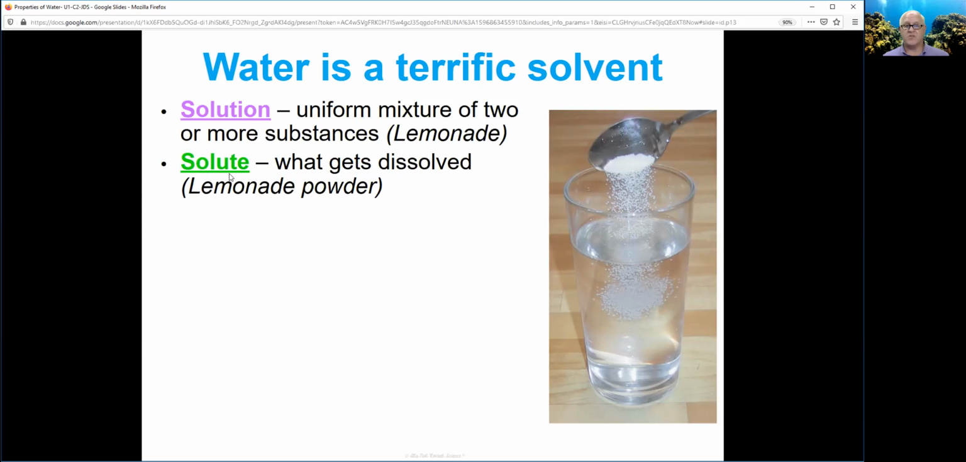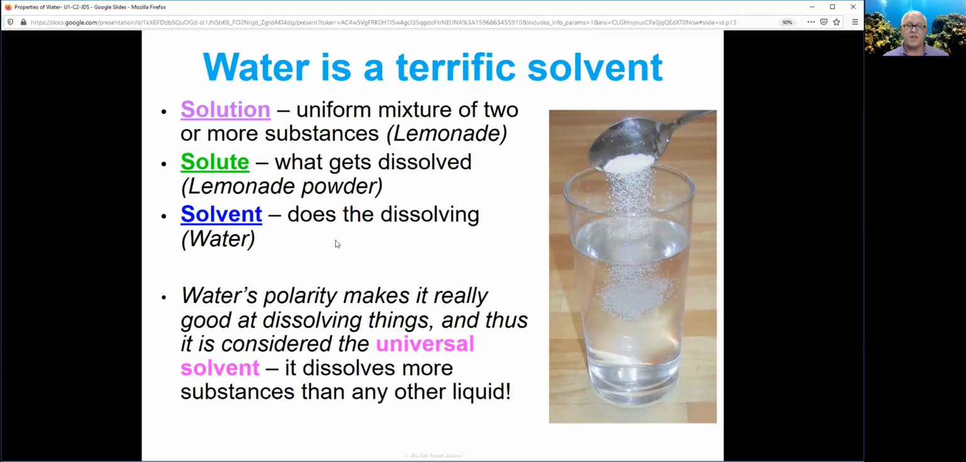A solute, another term for you, is what actually gets dissolved. The solute is that lemonade powder or that sugar that goes into water. The solute is what gets dissolved. The solvent is what does the dissolving. So in this case, water is the solvent.